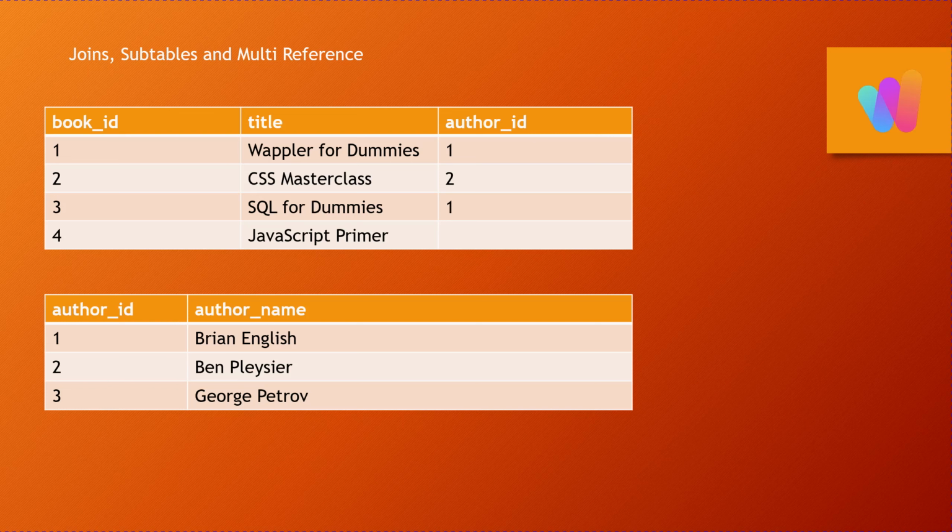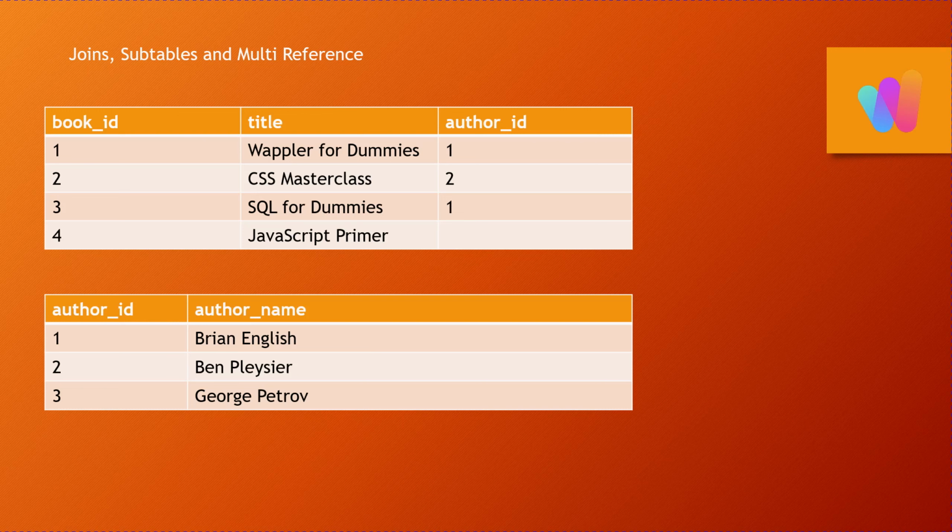So obviously books have authors, authors write books, and we're going to start with the most basic level where we're going to use joins, and we're going to look at why that isn't really an effective solution and why we could perhaps use subtables, and then again recognize that even subtables are not the ideal solution. We're going to be looking at the multi-reference.